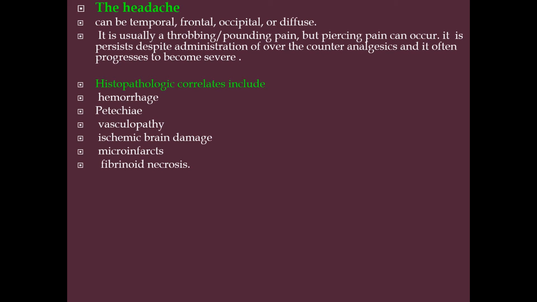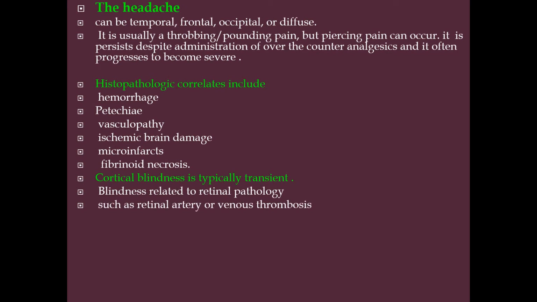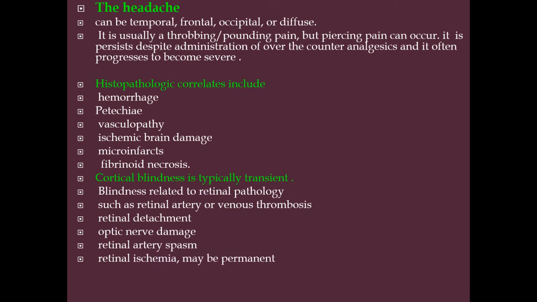Another symptom the patient might have is blindness. We call it cortical blindness, and it's typically transient. Blindness related to the retinal pathology, like artery spasm or venous thrombosis, retinal detachment, optic nerve damage, and retinal artery spasm. Retinal ischemia may be permanent.